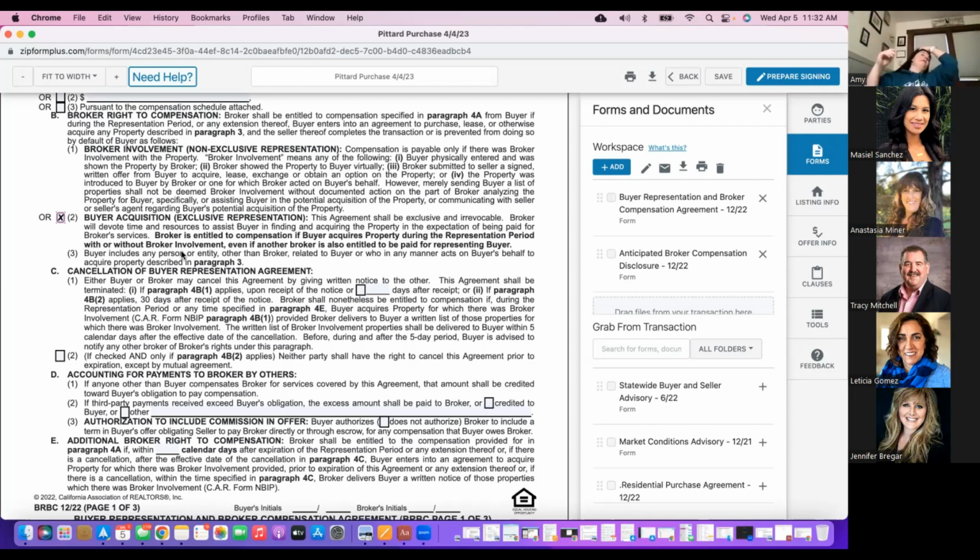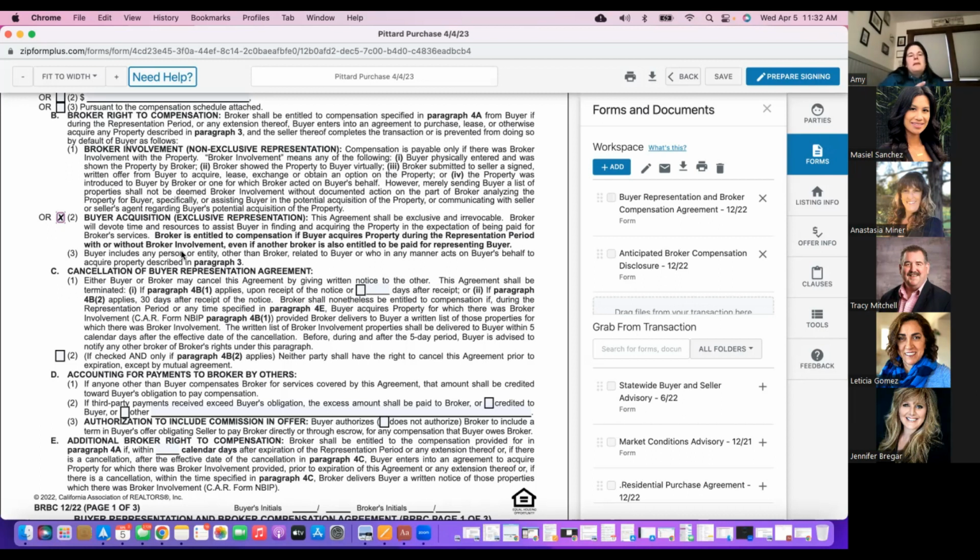If you get wind that your buyer you've worked with is in contract on a property and you want to hold them to it, they haven't yet closed on it, you can submit this to the title company and it would get added to the buyer's closing statement as a cost to the buyer. Okay.